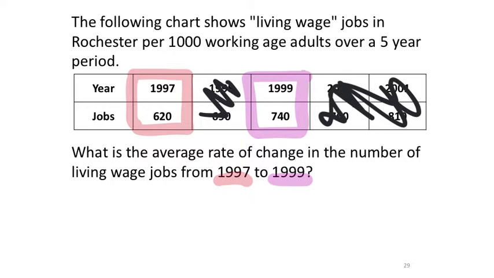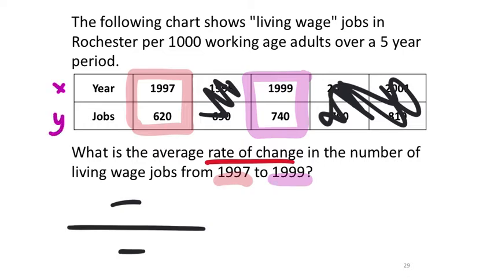Now, it's possible on the homework they may say 1997 to 99 and then give you a whole different question saying 1998 to 2001, something like that. But this one is 97 to 99, okay? So this is a slope problem because it is a rate of change problem. So let's set up our slope formula here. And again, if you see time, that's usually your x values, and then our y's are the jobs on this one. The number of living wage jobs in Rochester will depend on the year. So y is on top, x is on the bottom.